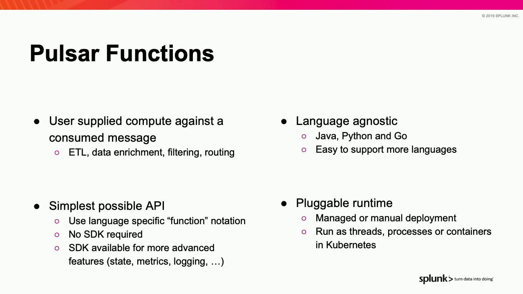Then there is a slight enhancement to the language function notation, for which there are some SDKs available for advanced features like state, metrics and logging, especially if user-defined metrics are needed for some of the compute functions. And it is language agnostic. Pulsar Functions are language agnostic in the sense that the currently supported languages are Java, Python, and Go. It is easy to add more supported languages, and it's a pluggable runtime. Functions can be executed within a broker if performance is highly critical, or outside the broker as a process, or you can execute them in the context of schedulers like Kubernetes, in pods like containers.